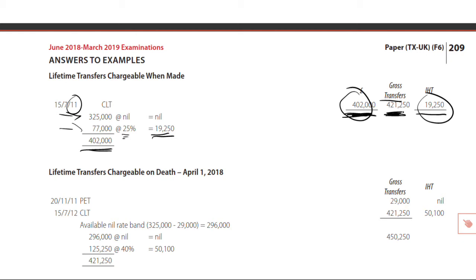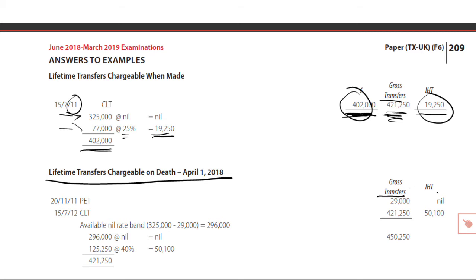Why do we need to know the gross transfer? Because sadly for Joe, he died within 7 years, and that means that that lifetime transfer chargeable when made is also going to be chargeable on death. And that therefore leads us now to that computation. Lifetime transfers chargeable on death. Died April the 1st, 18.